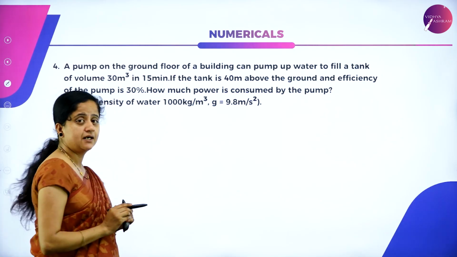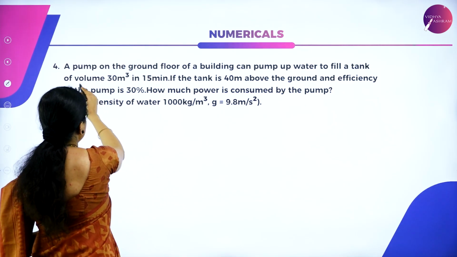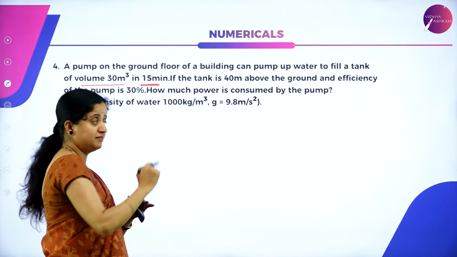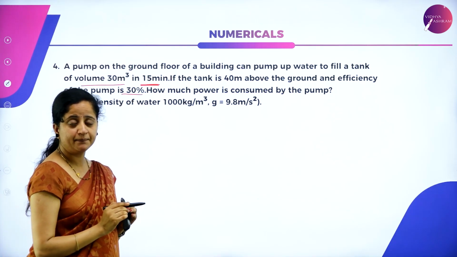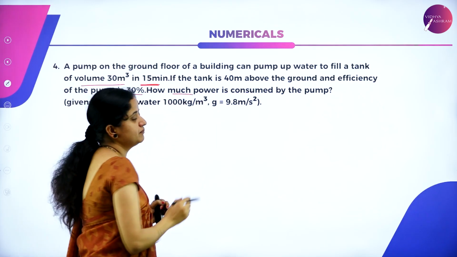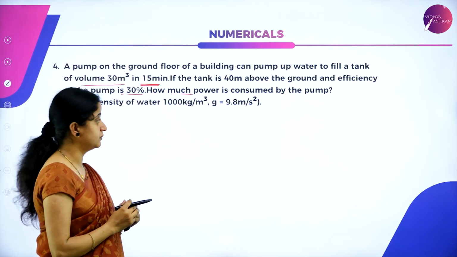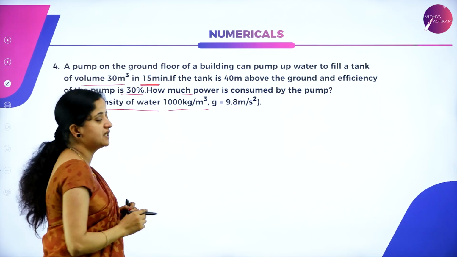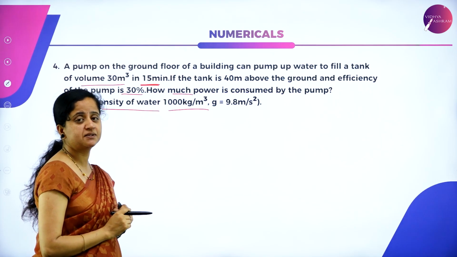Our next problem is: a pump on the ground floor of a building can pump up water to fill a tank of volume 30 meter cube in 15 minutes. If the tank is 40 meter above the ground and the efficiency of the pump is 30%, what is the power consumed by the pump to pump up the full water? It is given that the density of the water is 1000 kg per meter cube and the acceleration due to gravity is 9.8 meter per second square.